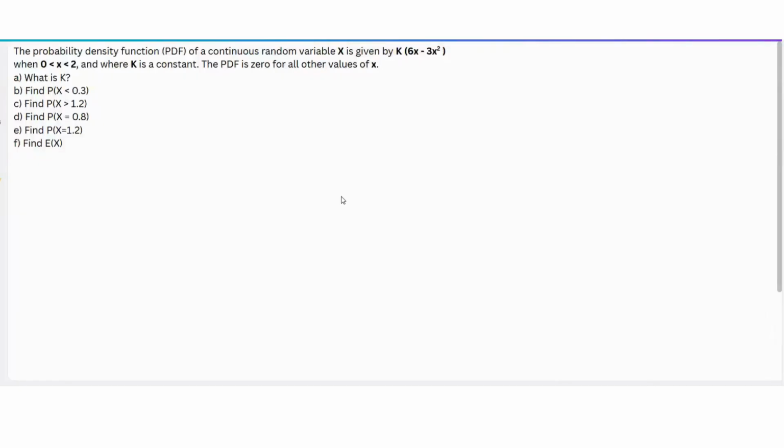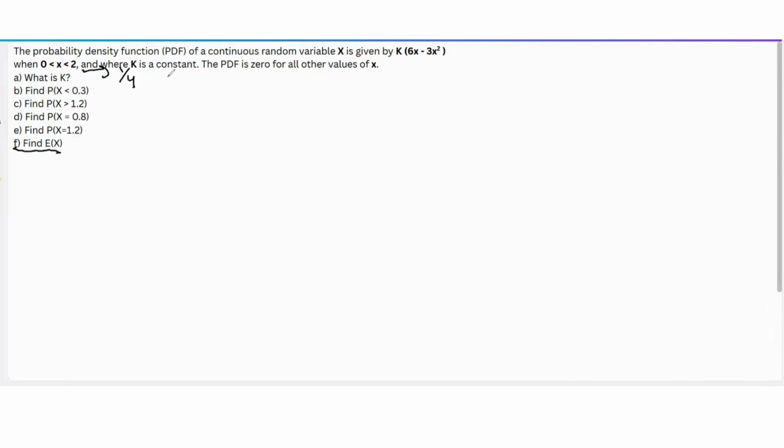We were looking at this question related to a continuous random variable. Initially, we found k, which turned out to be 1/4. Let's just mention this here because we will need this. We already found this, then we computed certain probabilities of a continuous random variable. We now want to do part F, where we want to find the expected value.